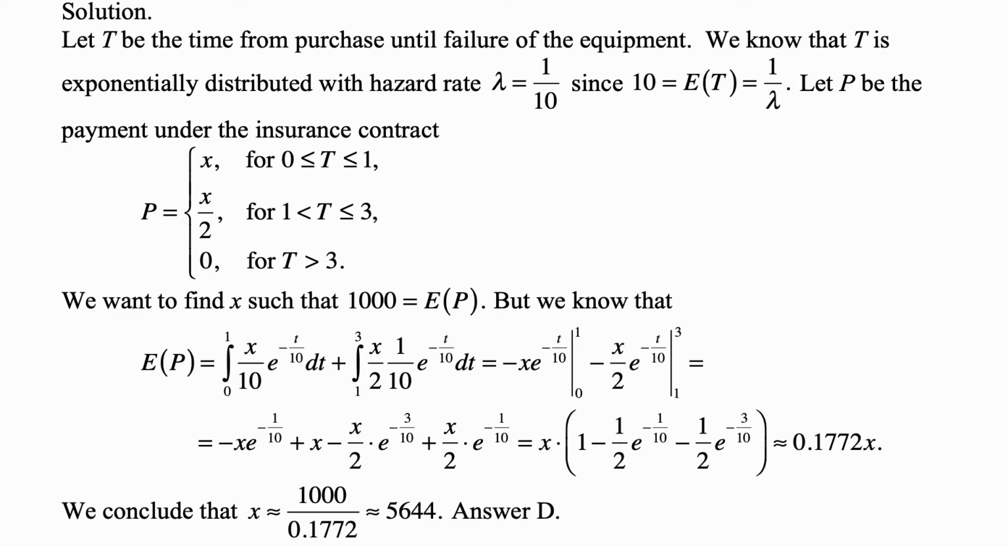If we combine the like terms and factor out X, we get X times 1 minus 1/2 e to the minus 1/10 minus 1/2 e to the minus 3/10. That's approximately equal to 0.1772 times X. Because this is supposed to be equal to 1000, X has to be 1000 divided by approximately 0.1772, which is approximately 5644, and that's answer D.